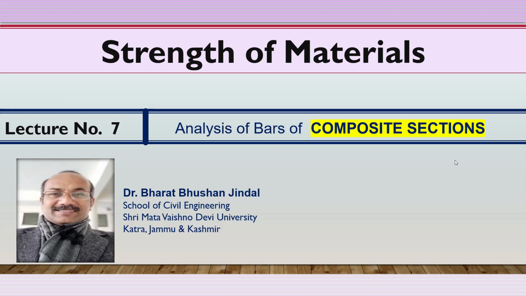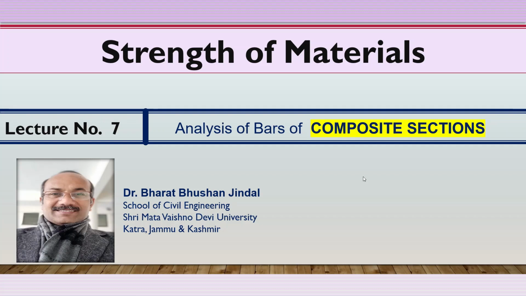So students, in today's lecture number 7, we will be going through the analysis of bars of composite section. A composite section means any member, any bar, that is made up of two types of materials joined together, and those materials have different properties, that means they have different moduli of elasticity.